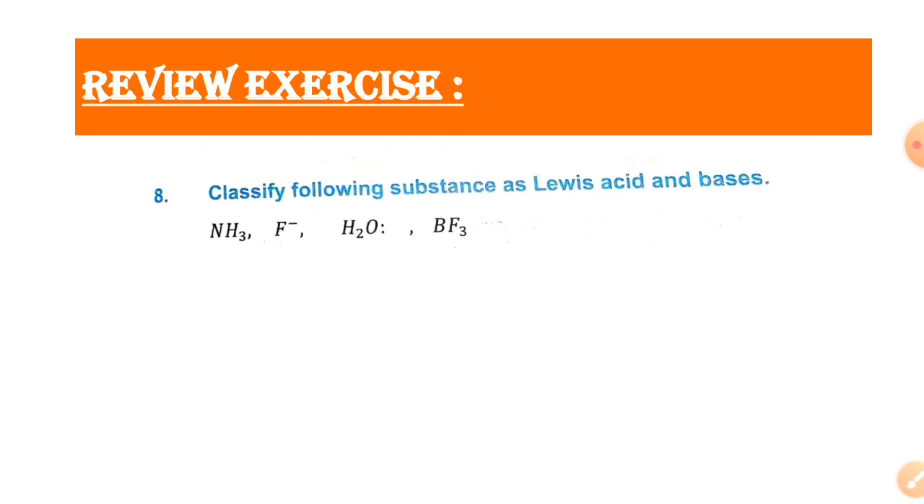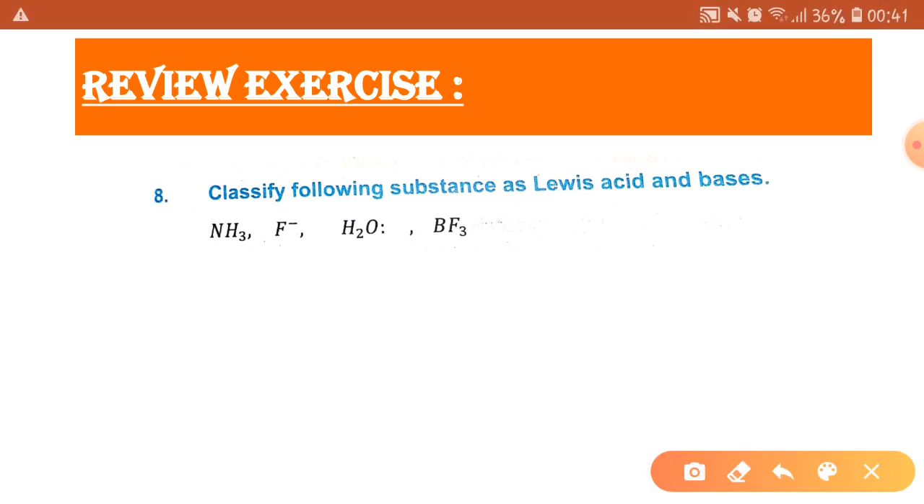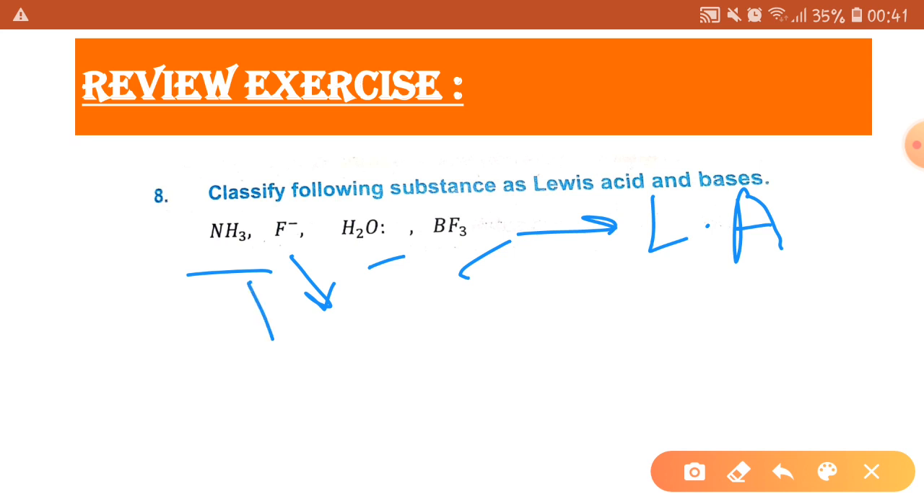Now this question says to classify the following substances as Lewis acids and bases. We read about the ammonia molecule in detail, that it is a Lewis base. We have read about the fluoride ion as well, it is also a Lewis base. We read about the water molecule as well, it is also a Lewis base, and we read about boron trifluoride, it is a Lewis acid. So all these options are Lewis bases, and BF3 is a Lewis acid.